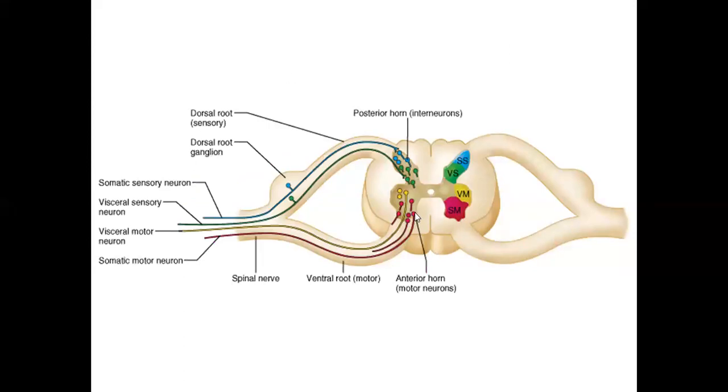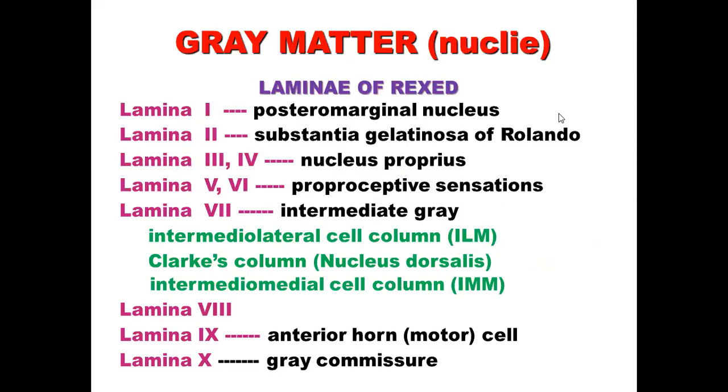In this picture, we can see this is the gray posterior gray column, posterior gray horn, this is anterior gray horn, and here is white, anterior white column, posterior white column, and lateral white column. Gray matter contains the nuclei, and the gray matter is arranged longitudinally as layers. These are called the laminae of Rexed. So these laminae are called the laminae of Rexed.